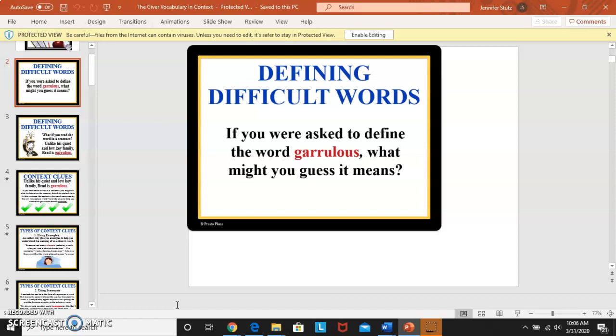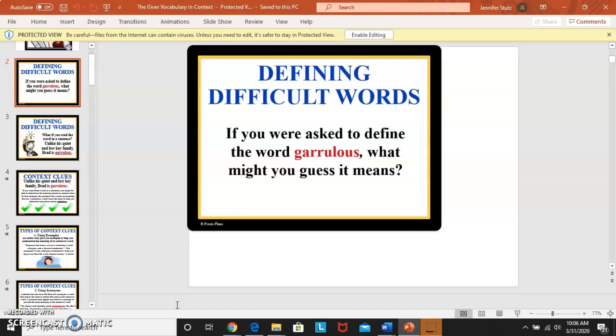I wanted to go over some information about using context clues. I know that's something we've talked about from time to time, but I wanted to review it with you for two different reasons. The first reason is that you're reading The Giver, and you're probably going to come up with some words that you don't know. You're going to see words, and I want to give you some tools for using context clues to figure out what those words mean.